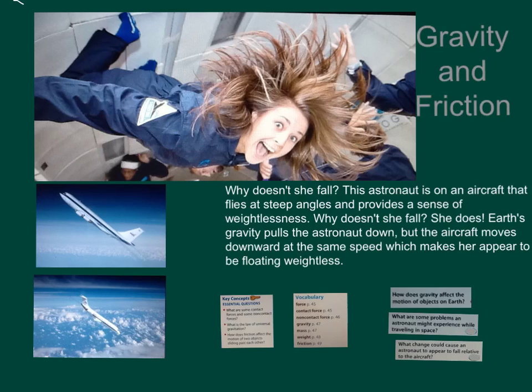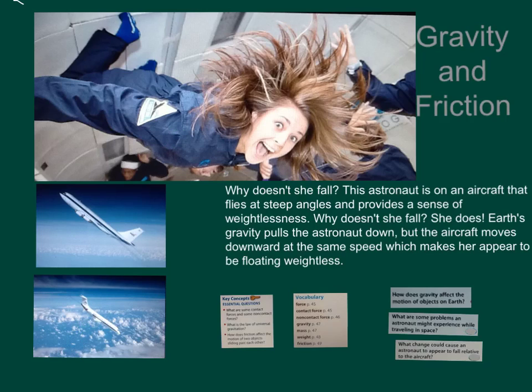Why doesn't she fall? That's my question to you. Why do you think she doesn't fall? Okay, well, here's the airplane right here going up, and then here's the airplane coming down. Notice the angle and how steep it is. The reason why she doesn't fall is that she does fall. Earth's gravity pulls the astronaut down, but the aircraft moves downward at that same speed, which makes her appear to be floating weightless.